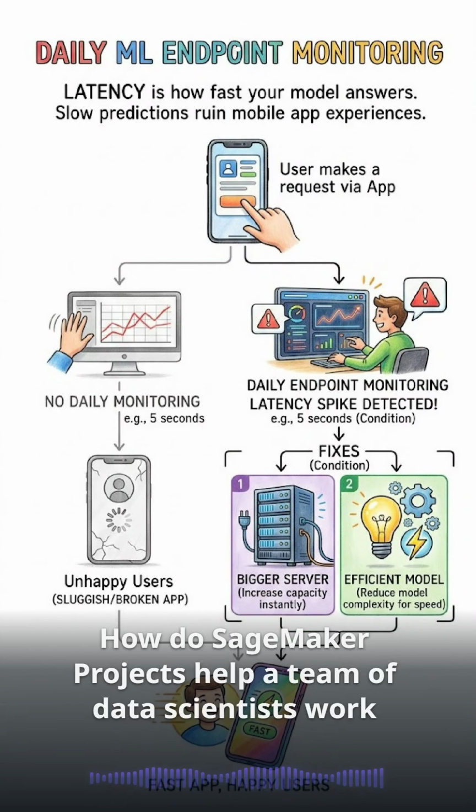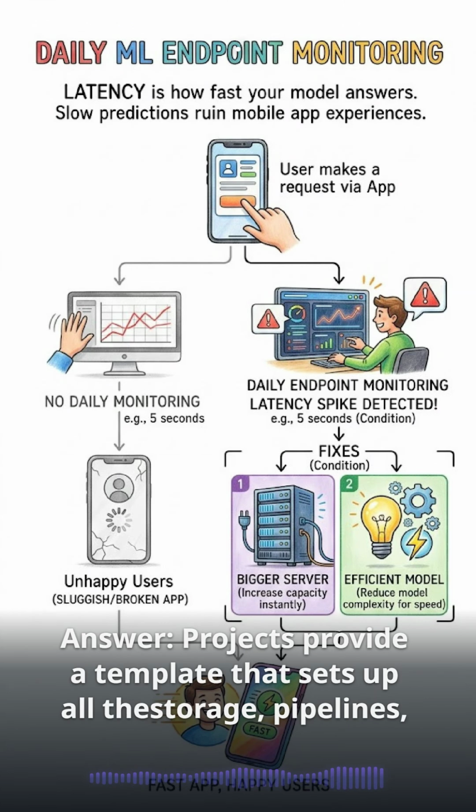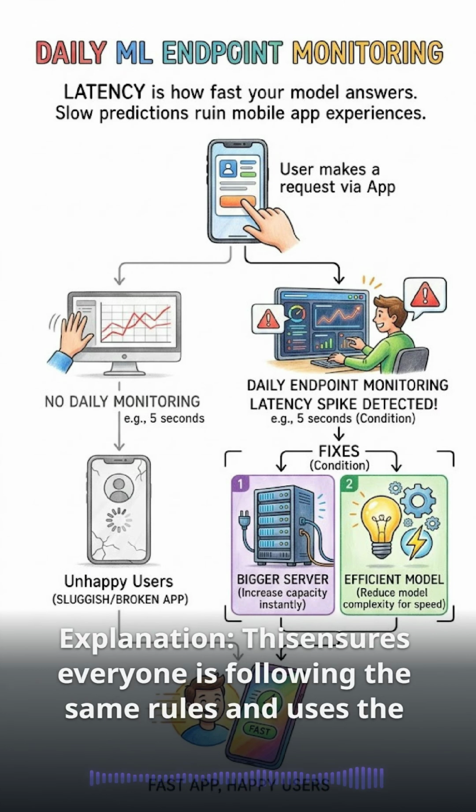90. How does SageMaker Projects help a team of data scientists work together more effectively on the same task? Projects provide a template that sets up all the storage, pipelines, and code repositories for a new team automatically. This ensures everyone is following the same rules and uses the same tools from the very first day of work.